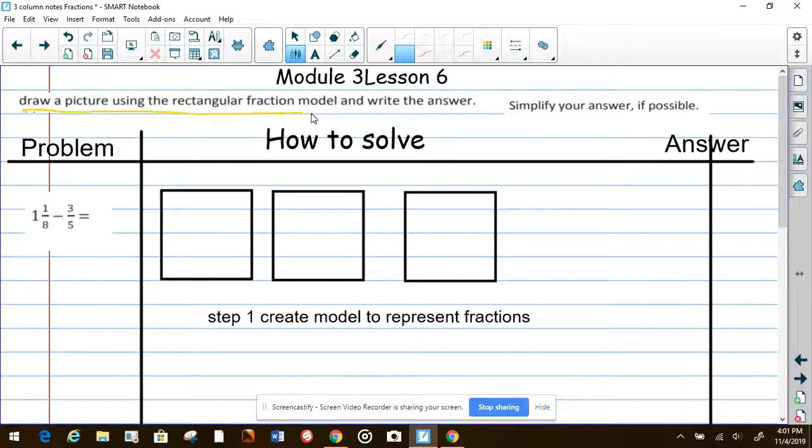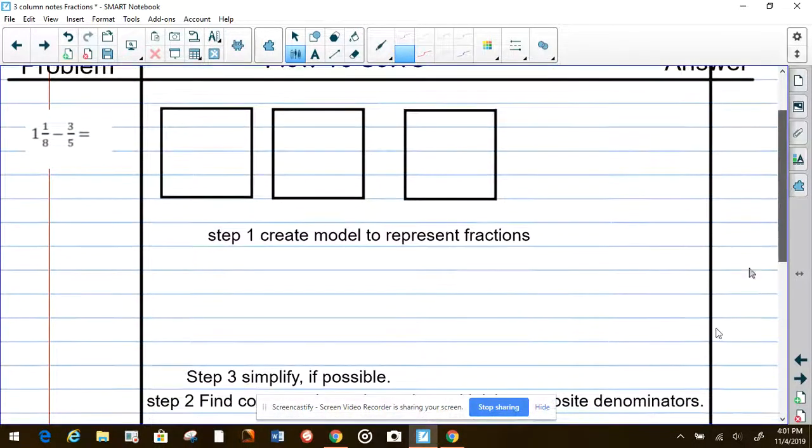And we are now again doing subtraction, but this time it's a little different. We're going to use the rectangular model, write the answer, and simplify the answer if possible. All right, let's get right to it.